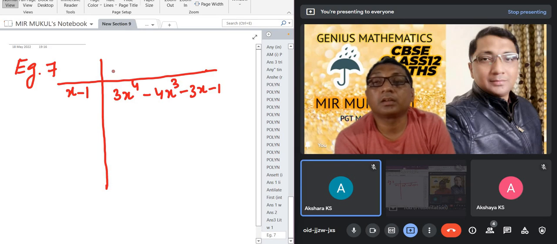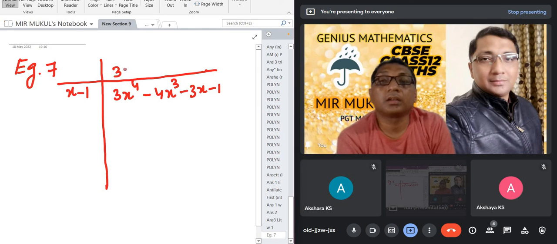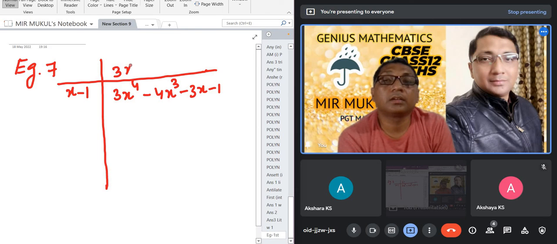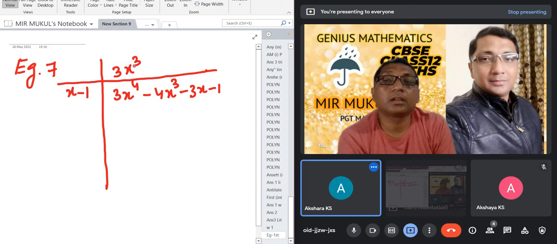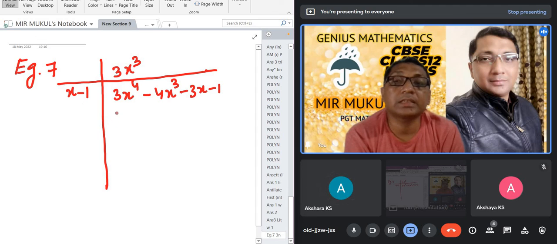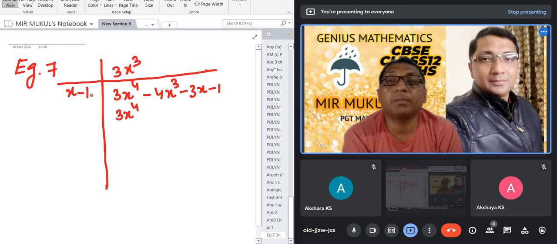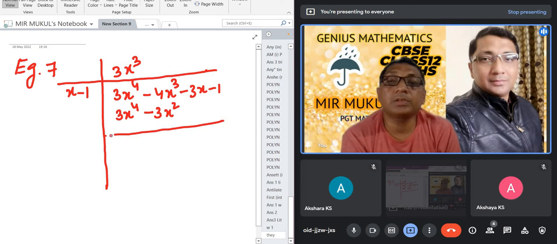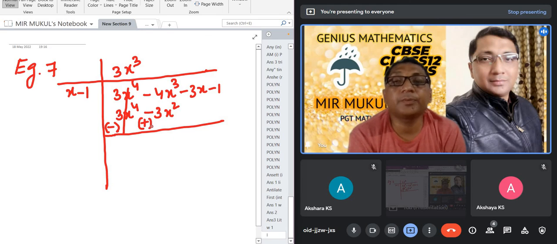Sir, it would be 3x cube. Yeah. 3x cube multiplied with x gives 3x to the power 4. 3x cube multiplied with minus 1 gives minus 3x cube. Now subtract. The sign will be changed. Here minus, here plus. Now cancel. Minus 4 plus 3 is minus 1. So minus 1 no need to write.